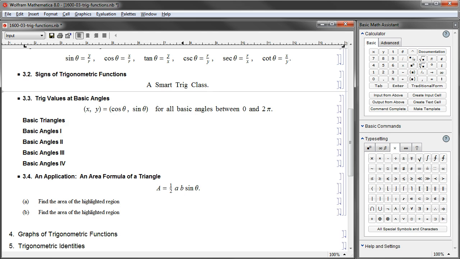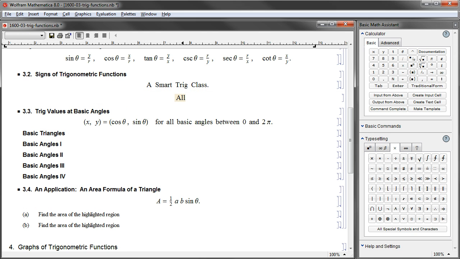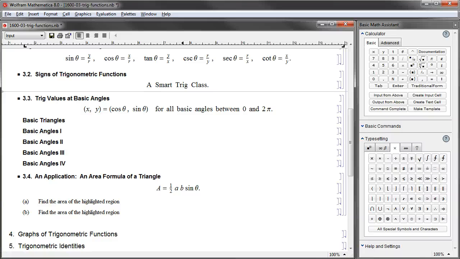Our textbook calls it something like this: all student take, kind of like that, but I don't like it very much. I mean, we still have a long way to go to calculus, so it doesn't make too much sense to me. I like a smart trig class.